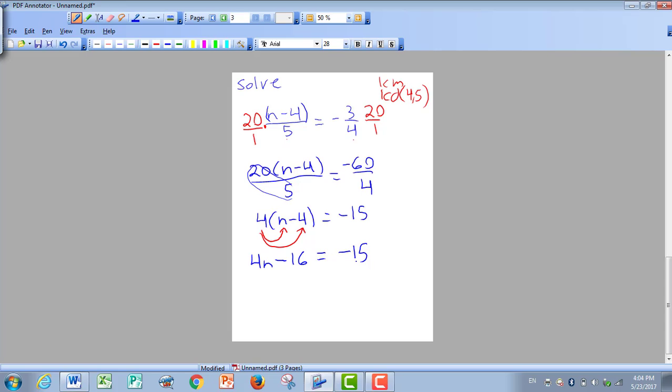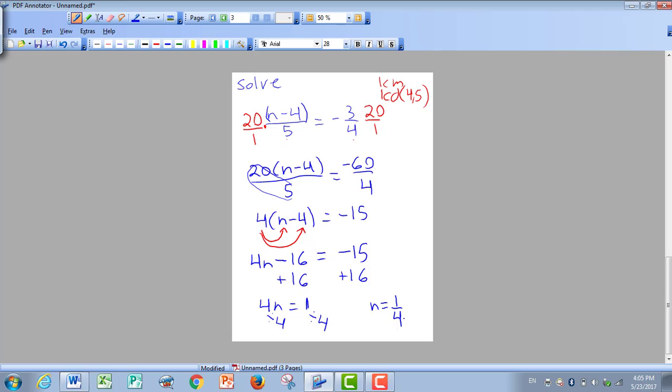And now we're isolating our n. So we add 16 to both sides, and we get 4n equals 1. And then we divide both sides by 4 to isolate the n, to get the n all by itself. And we get n equals 1 over 4.